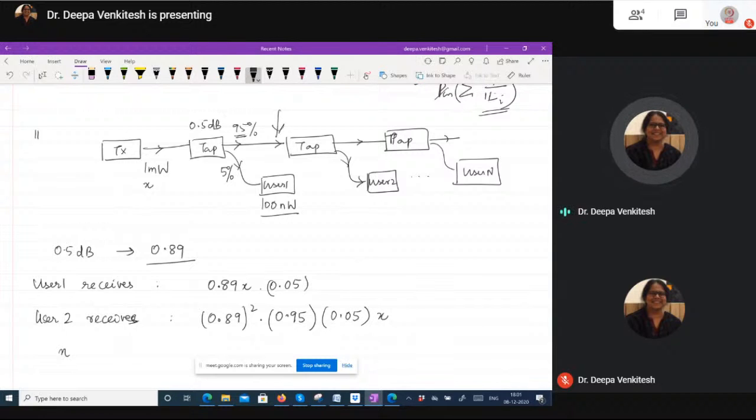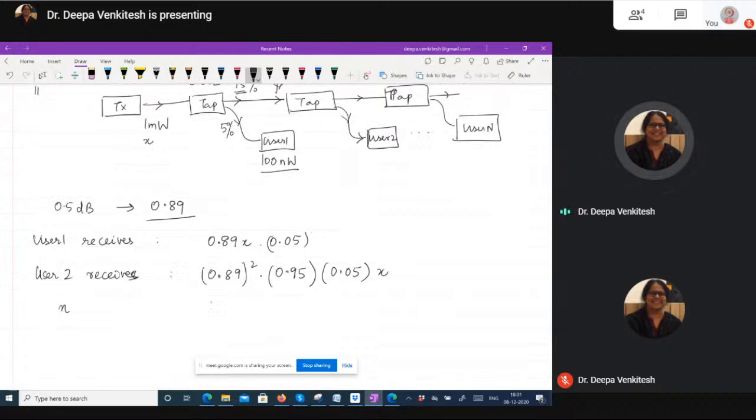Similarly, you can write what the nth user receives. It will be 0.89 to the power n couplers, 0.95 to the power n minus 1 couplers, because he would have suffered loss from n minus 1 couplers, and he is getting only 5%, 0.05, that remains the same, times x, and you want this to be 100 nanowatt. You know the x actually. So you can now calculate the value of it.